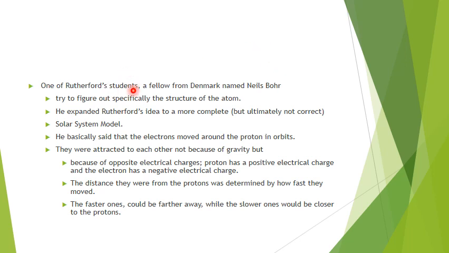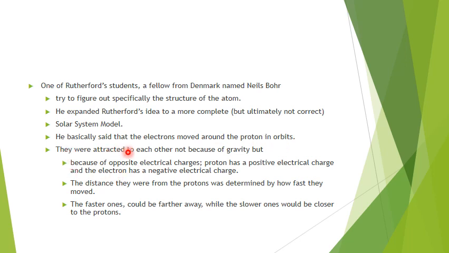Okay, one of Rutherford's students, a fellow from Denmark named Niels Bohr, tried to figure out specifically the structure of the atom. So he wanted to expand on Rutherford's idea, and he's the one that really developed the solar system model. Basically what he said is electrons move around the proton in orbit, and he wanted to be very specific about it.